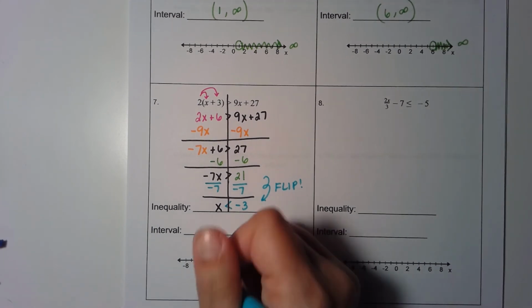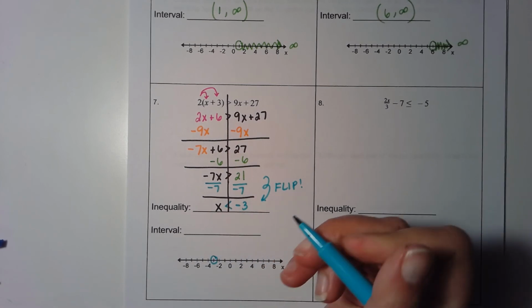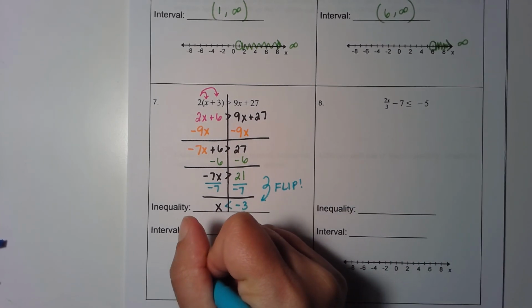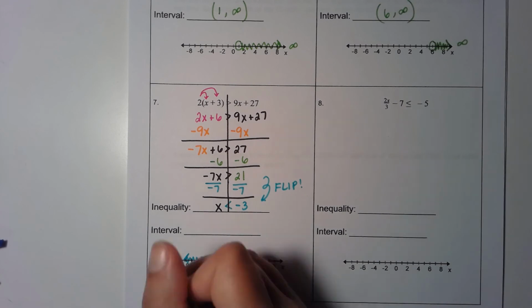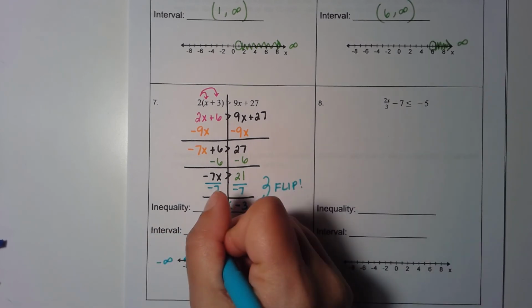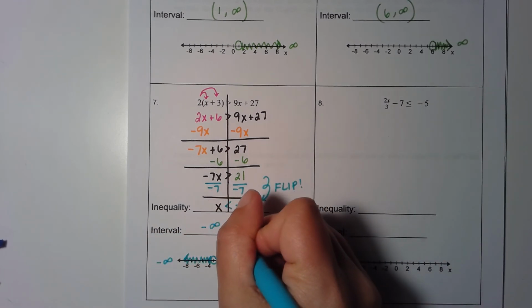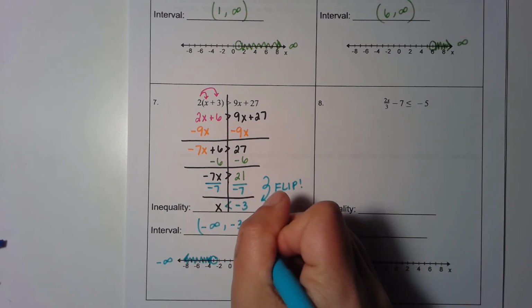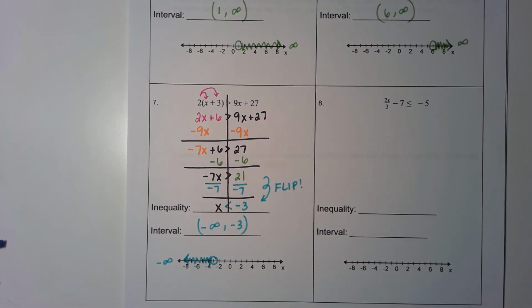Now on a number line, I'm going to find the -3, put an open circle, and shade to the left, which means if I remember that negative infinity is all the way to the left, my interval notation would be -infinity, comma -3, and I'm going to use a parentheses for both because it's an infinity and an open circle.